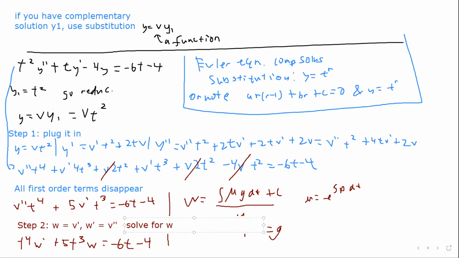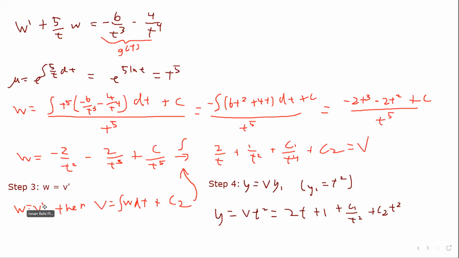Solve for w. That way you know that once you plug in w equals v prime and w prime equals v double prime, you have to solve for w. That's the extra step you need. Once you solve for w, then you can step backwards. So plug it in so that all the first order terms disappear, then use the substitution w equals v prime, w prime equals v double prime, and solve for w. Then integrate w to get v.